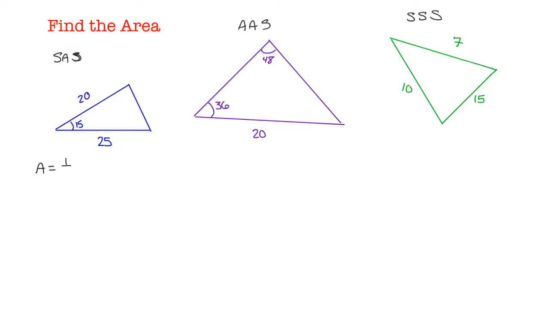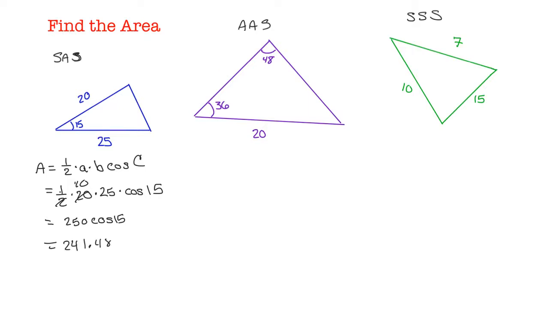A is equal to 1/2 times a times b times cosine of angle c, which in this case will be 1/2 times 20 times 25 times cosine of 15. This would be 10, so equal to 250 cosine of 15, which gives us the value of, we could do the half angle formula here, but let's not, 241.48 units squared because it's area.